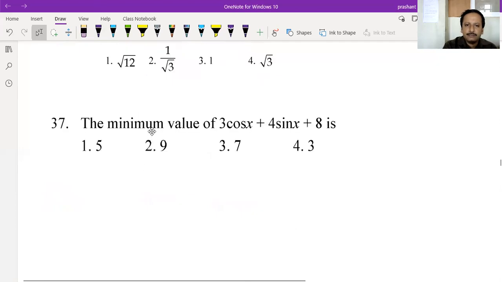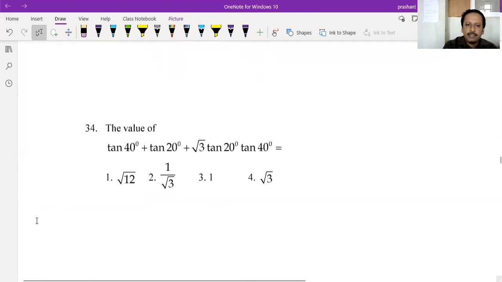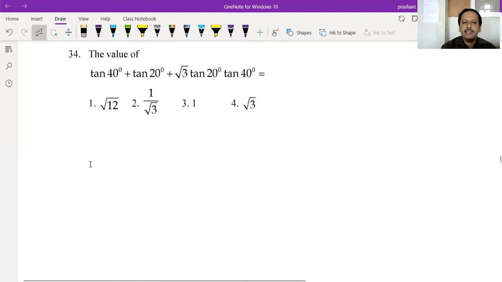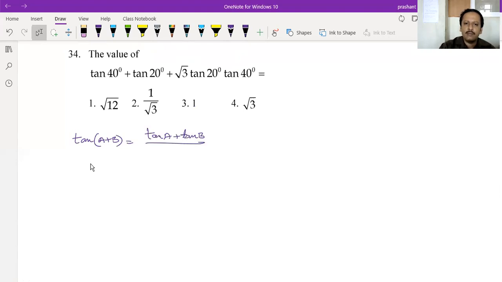Now, then let's have a look at question number 34. The value of tan 40 degree plus tan 20 degree plus root 3 tan 20 into tan 40 is equal to. See, you know this formula, tan A plus B is equal to tan A plus tan B divided by 1 minus tan A tan B.